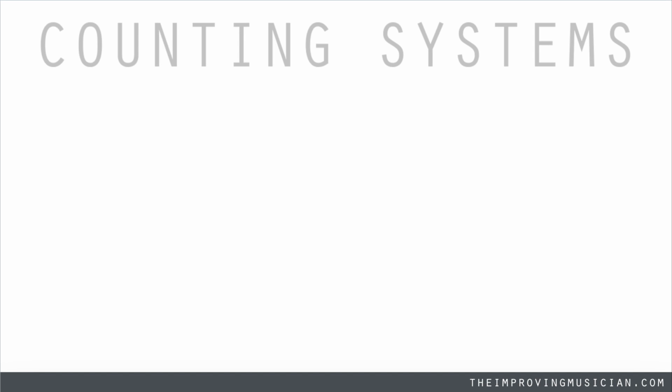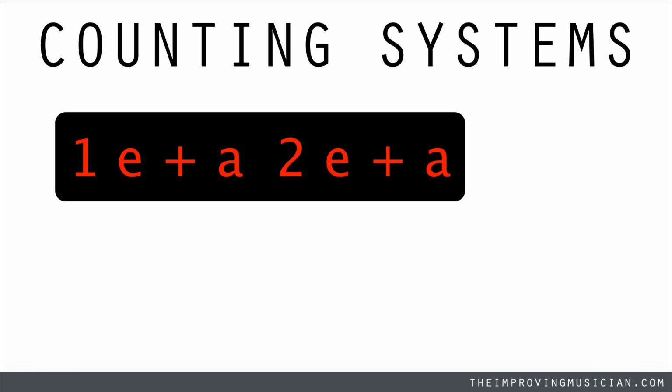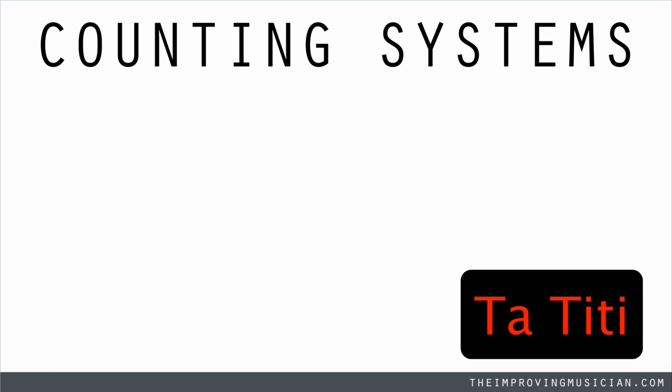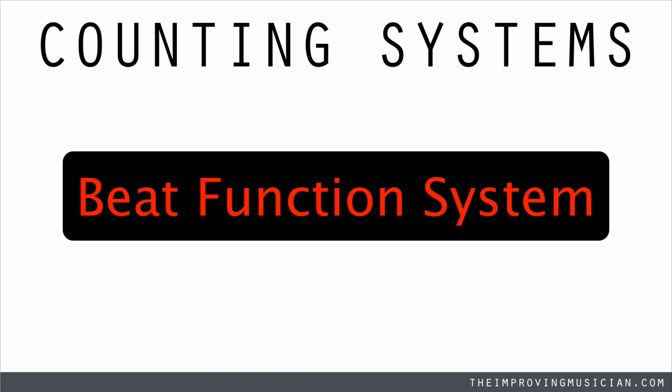There are many rhythm counting systems for musicians and music teachers. There's the one-e-and-a, two-e-and-a, ta-ti-ti, takadimi, apple, apple, watermelon, pear, and the beat function syllable system developed by Dr. Edwin Gordon along with James Froseth and Albert Blazer that is the focus of this video.